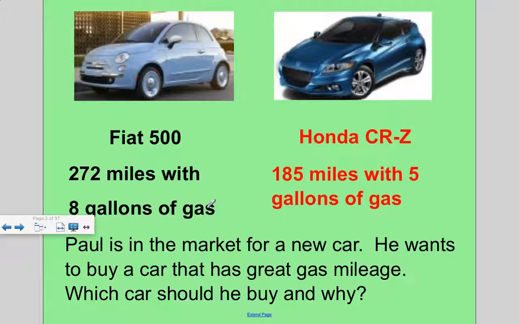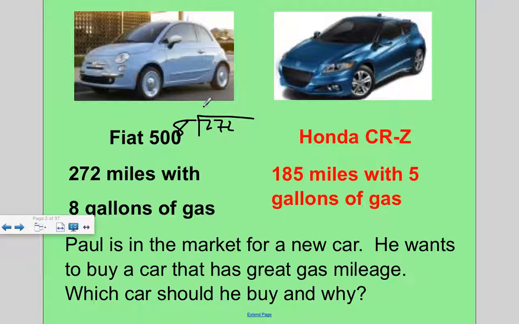You know what? I need to do an apple to apple comparison. That means I need them to have the same number of gallons of gas so I can compare the miles. How could I do that? Why don't I break this down? I'm going to break down 272 miles per 8 gallons of gas, so I can find out how many miles I can drive with 1 gallon of gas.